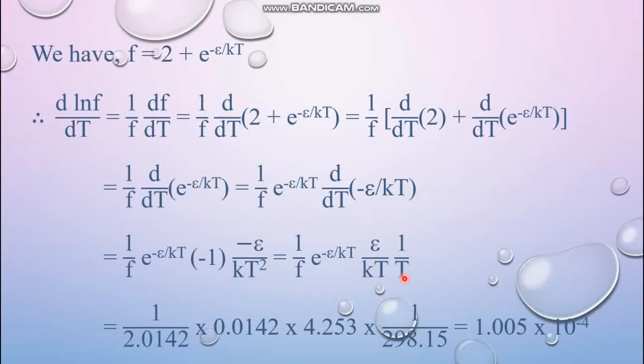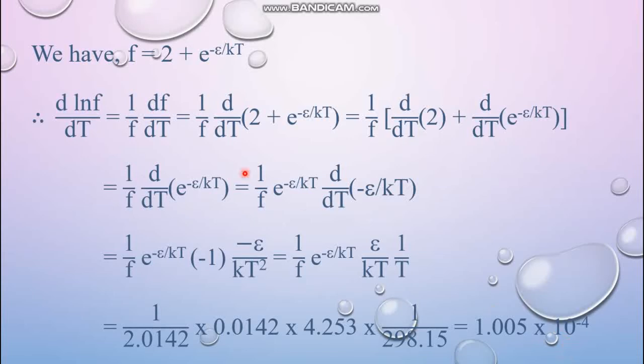Now we have got all the values. We have the value of f, we have the value of e to the power minus epsilon by kT, we have the value of epsilon by kT, and the value of temperature also. So what is the value of 1 by f? Now the value of 1 by f should be 1 by 2.04142. The value of e to the power minus epsilon by kT is 0.0142. The value of epsilon by kT is 4.253. All the values have been earlier derived. And the value of 1 by T is 1 by 298.15. So the result is 1.005 into 10 to the power minus 4.